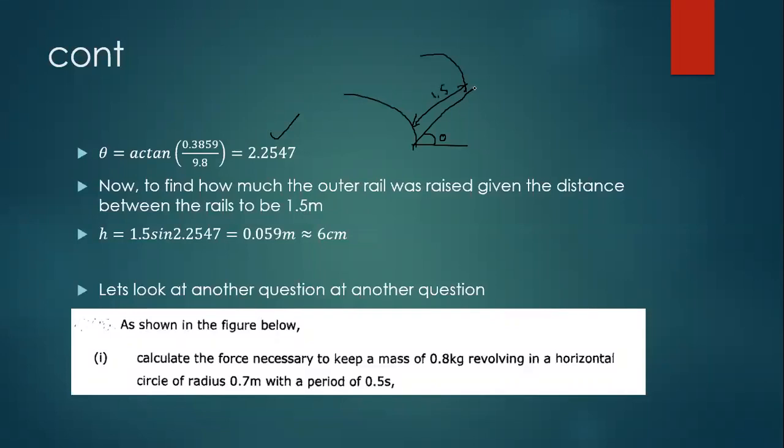The question was to calculate how much the outer rail is raised. So we want to find this h. Given this hypotenuse and our angle, we can use that to find our height, which is 0.059 meters, or we can even put it as 6 centimeters. Whichever way, leaving our answer like this will be correct, and we can even break it down to centimeters, and it will still be correct, as long as we have found what they were asking for.